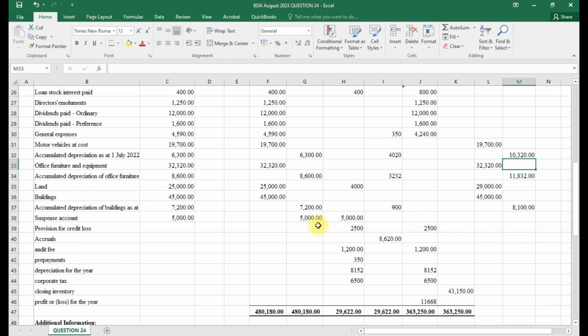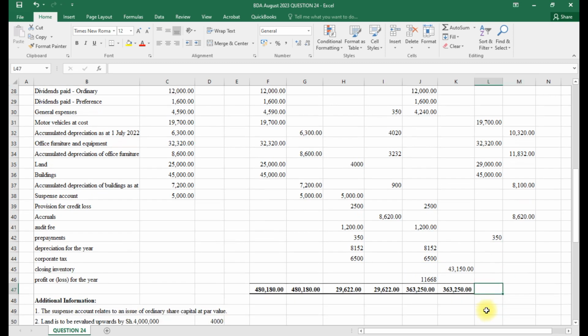And suspense already we have captured that, and provision for credit loss we have captured. So we have accrual. Accrual is a liability here, or our accruals will be liability. Yeah, audit fee already we have captured that. A prepayment will be an asset. Our prepayment here will form part of the asset. Depreciation for the year we have captured. Corporate tax we have captured it. Closing inventory, profit or loss already we have captured that. And I think that's all.